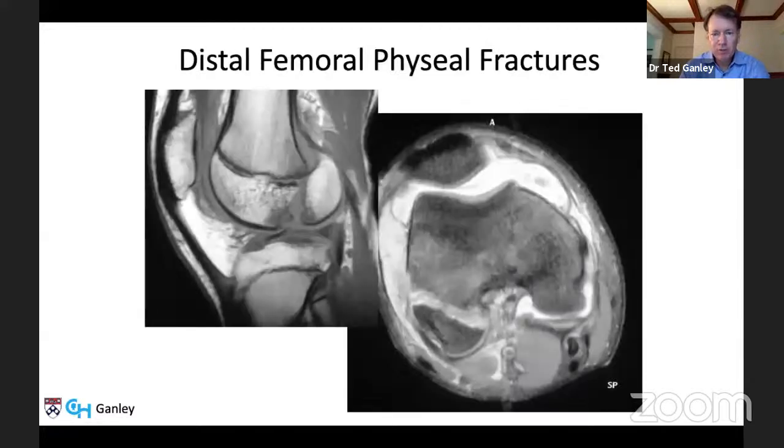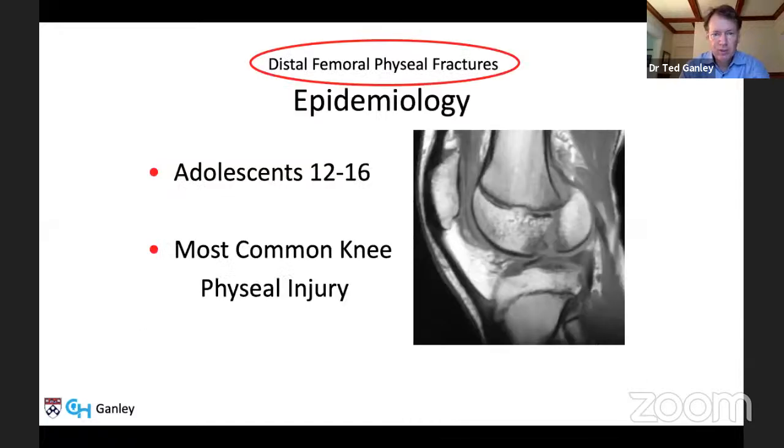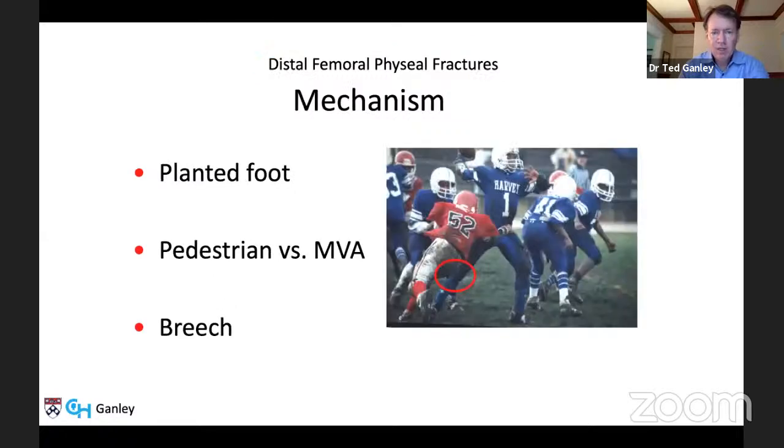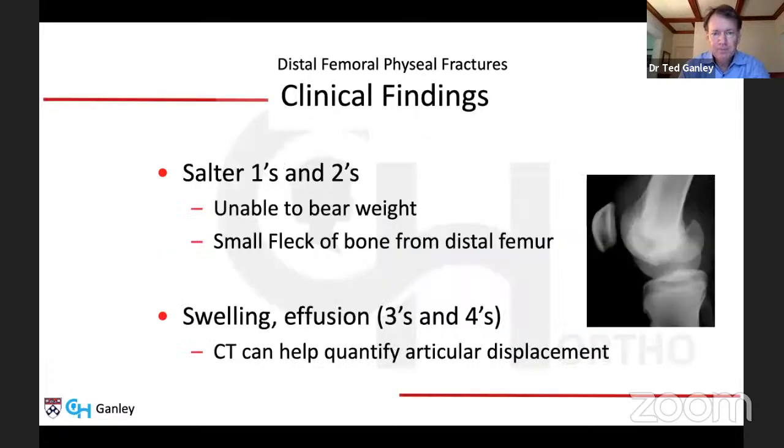We'll start with distal femoral physeal fractures. They tend to occur in adolescents primarily, ages for the most part 12 to 16. That's the most common knee physeal injury. Mechanisms are primarily planted foot, pedestrian versus motor vehicle accident, and breech. We would describe some of our classic mechanisms with American football, football helmets to the knee, certainly soccer for both girls and boys as well.